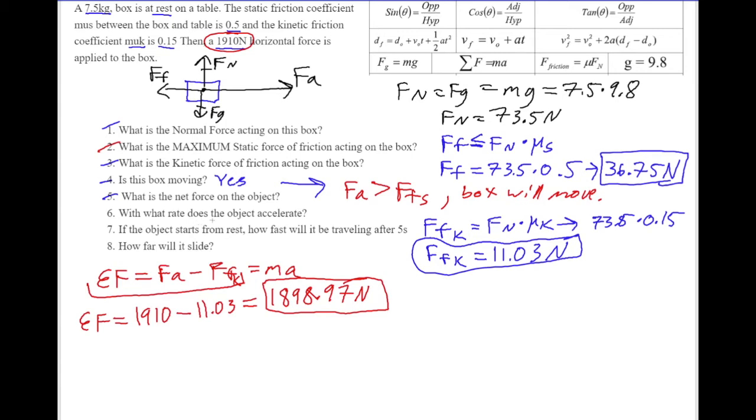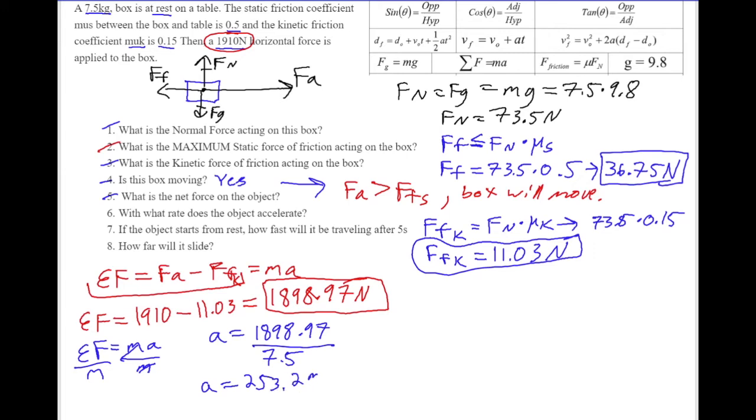Number 6 says, with what rate does the object accelerate? Now that we know the net force, that's super easy to figure out. Net force is just equal to mass times acceleration. So we're going to take our net force and just divide by mass to figure it out. So we find out that acceleration is just equal to 1,898.97 divided by our mass, which was 7.5. Go ahead and solve for that real quick, and we find out that acceleration should be equal to 253.2 meters per second squared. Pretty big acceleration here, but it makes sense because we have a pretty big force.